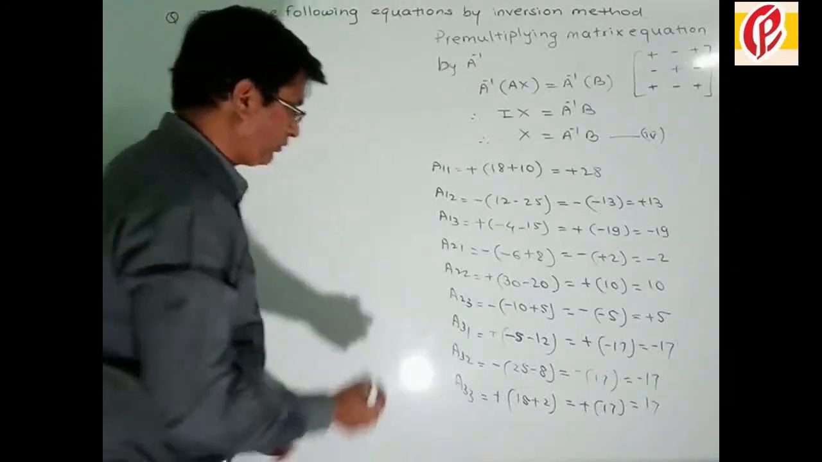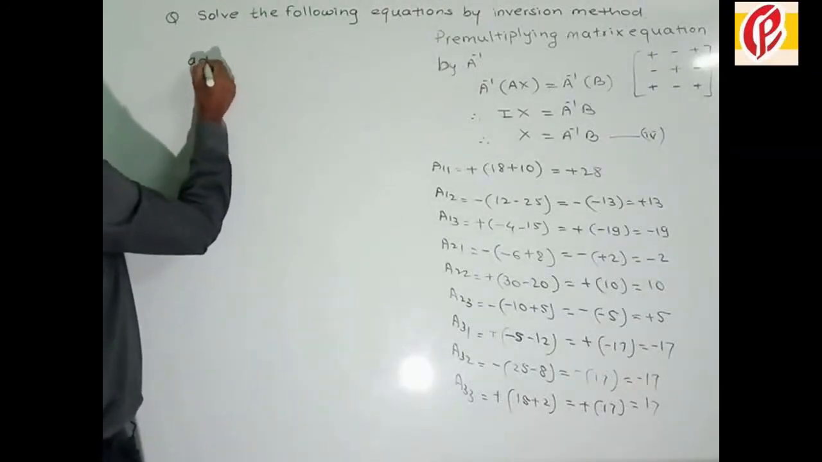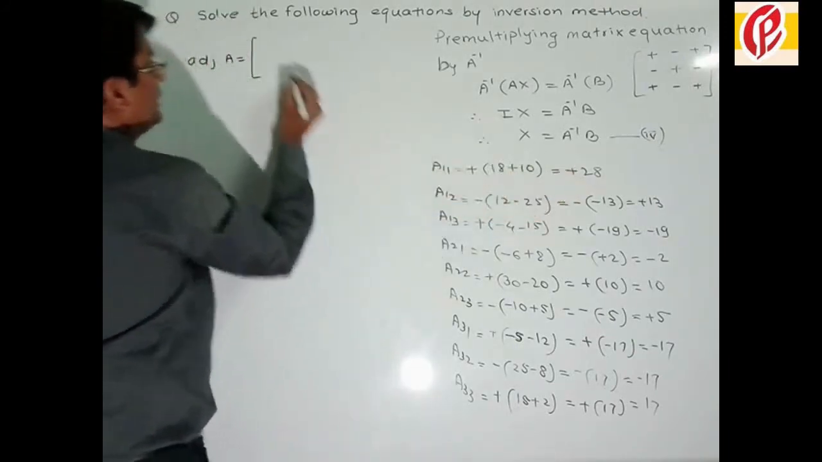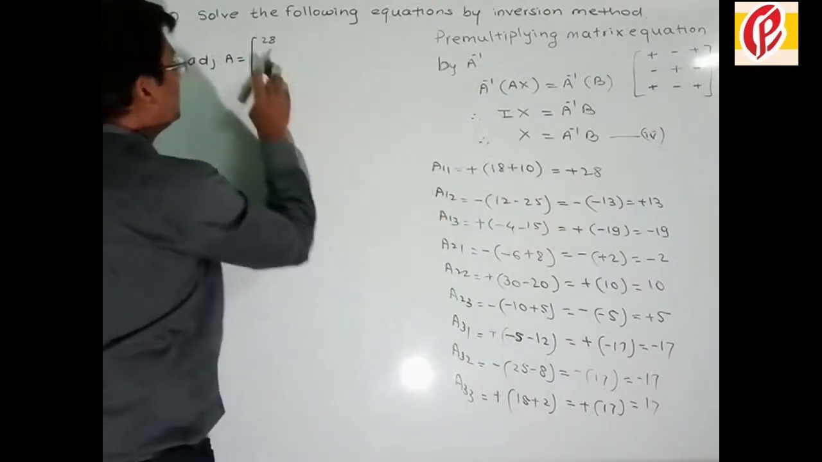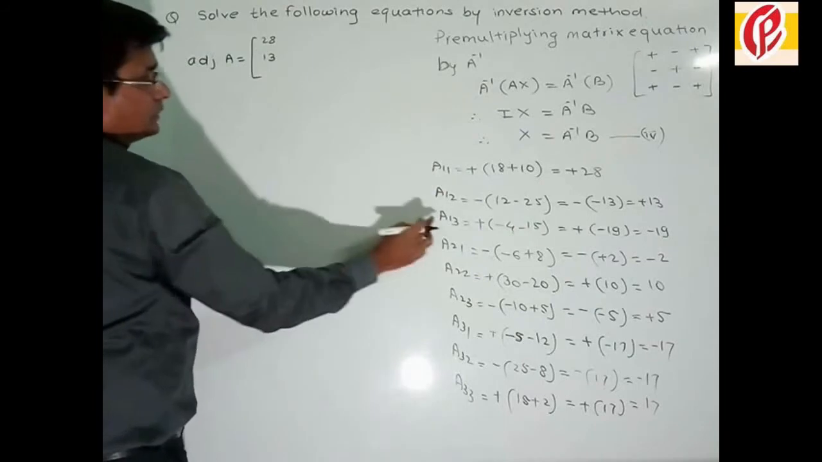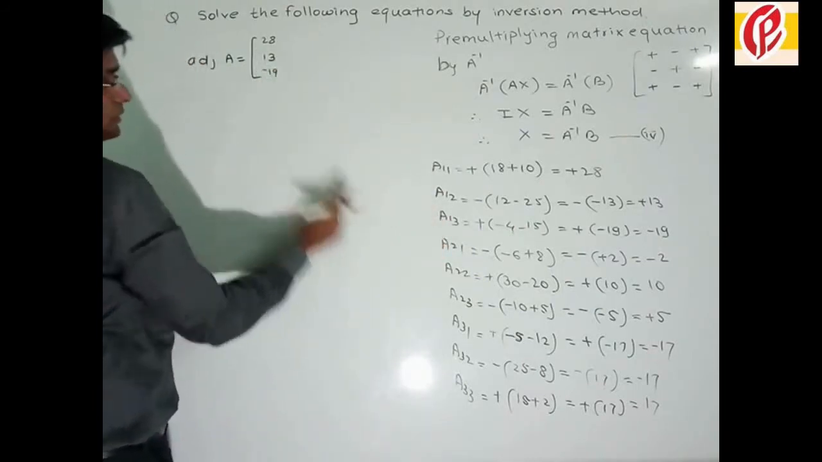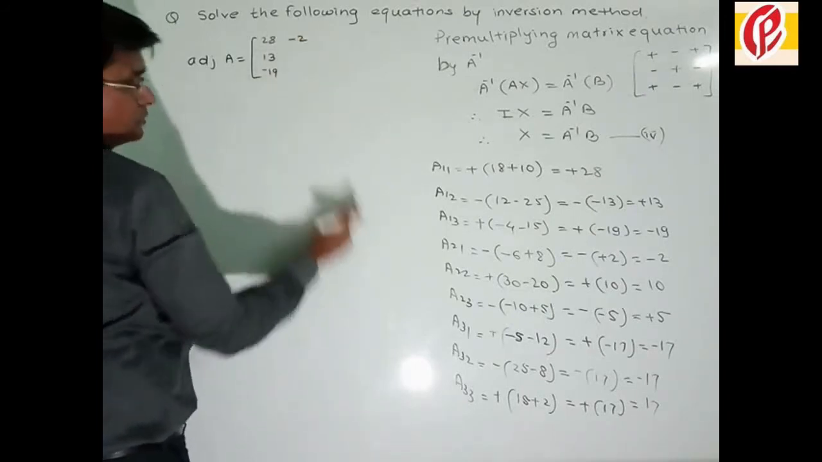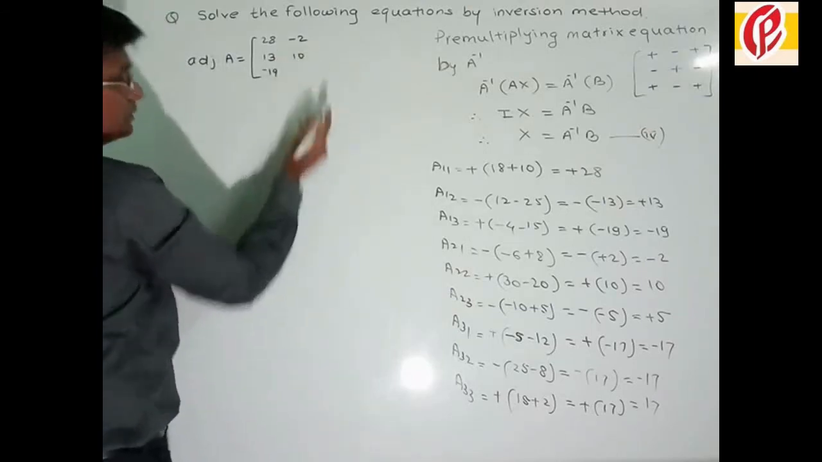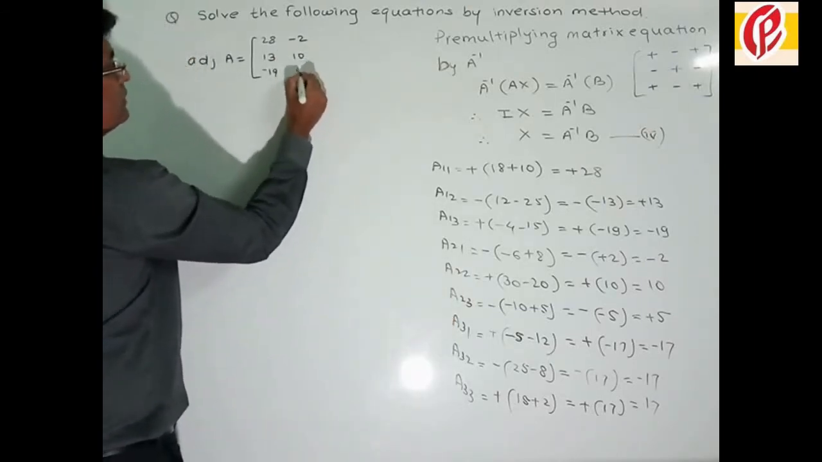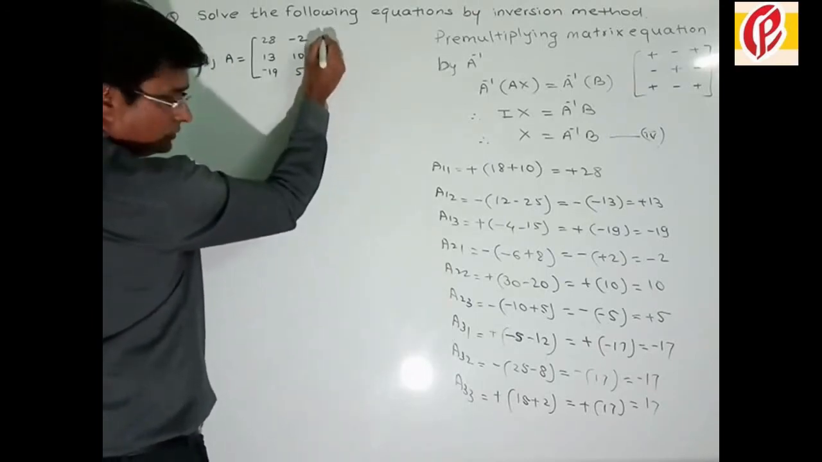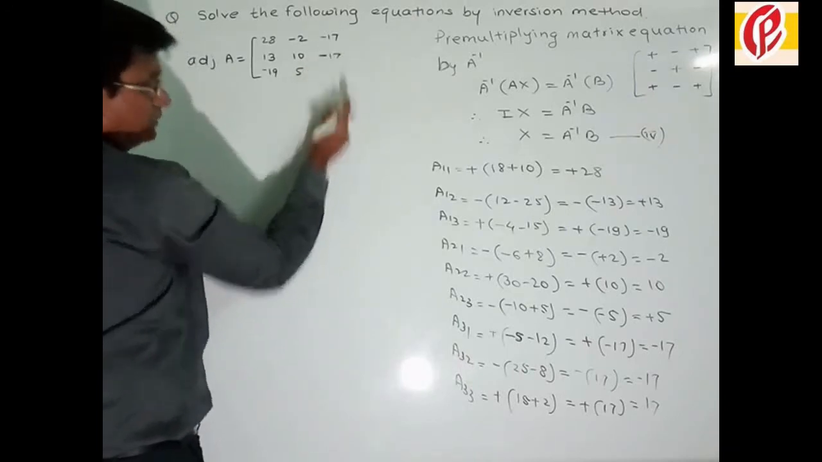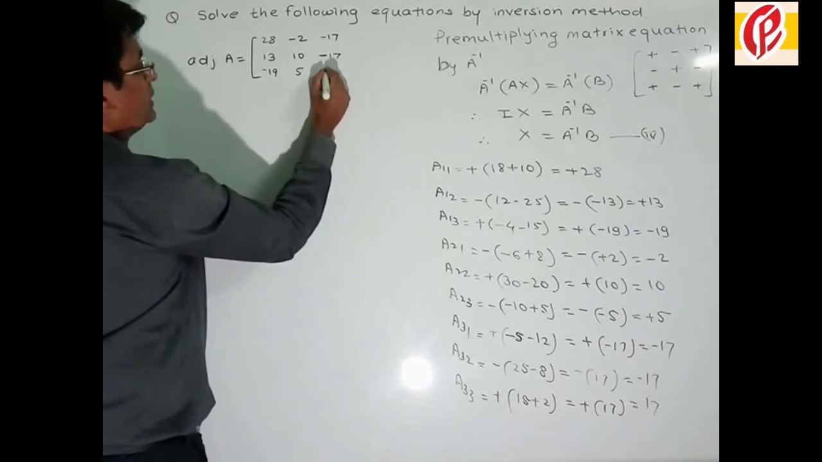Now adjoint of A is equal to, so A11 that is 28 is here, A12 is here, its value is 13, then A13 minus 19, then A21 is here, that is minus 2, A22 10, A23 5, A31 here minus 17, A32 minus 17, and A33 17.